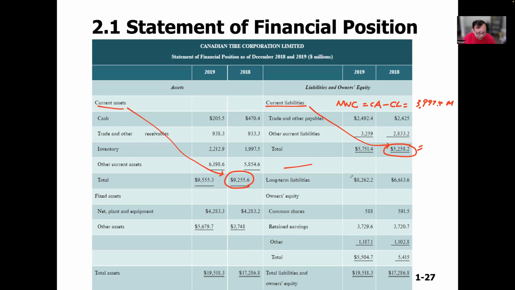And make sure when you see a balance sheet, a statement of financial position, this equation has to be balanced. So the assets equal liability plus equity. Those are the basics here. In this case, because the current asset is more than current liability, your net working capital is positive. Therefore, we can say this is a healthy company, right? Canadian Tire is probably doing pretty well.